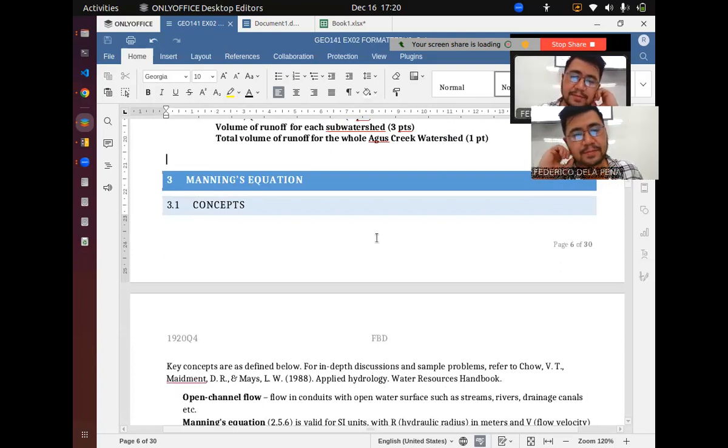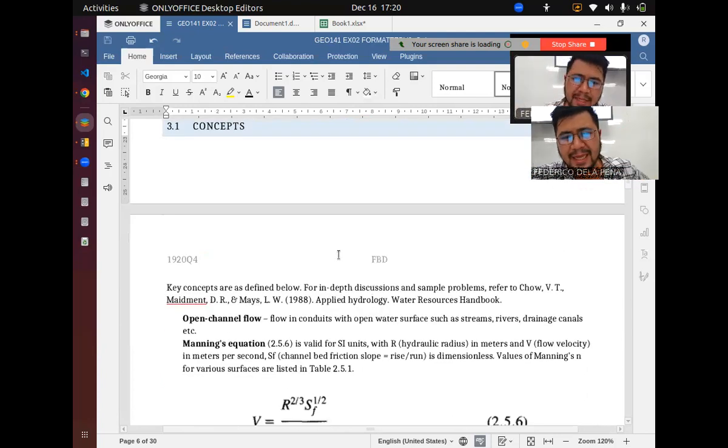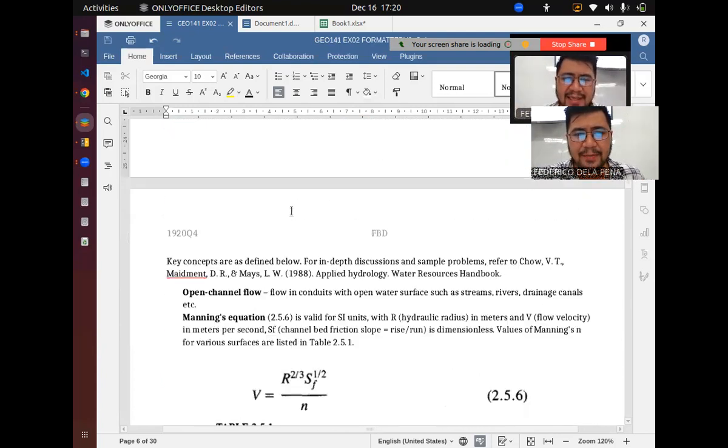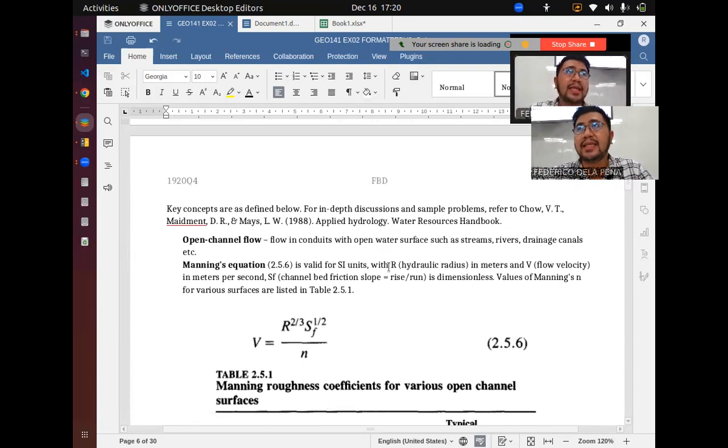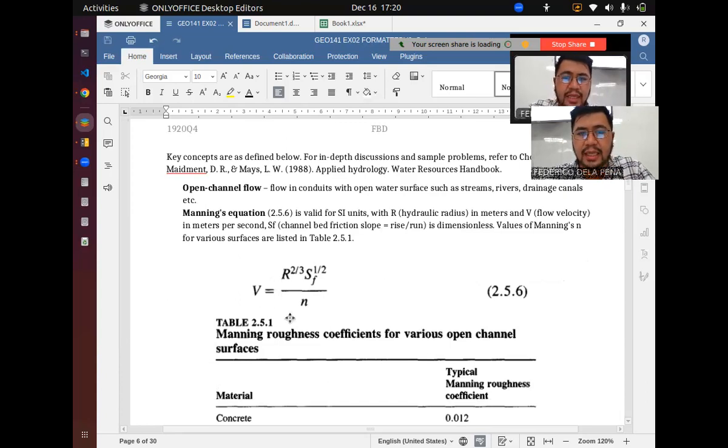And then the next exercise is about Manning's equation. Okay? This is a very important equation, especially in hydrology and hydrogeology. This equation is used to estimate the discharge or the flow rate of a river or an open channel, like a pipe or a canal, as long as you know the cross-sectional geometry of the channel or river or canal or pipe.